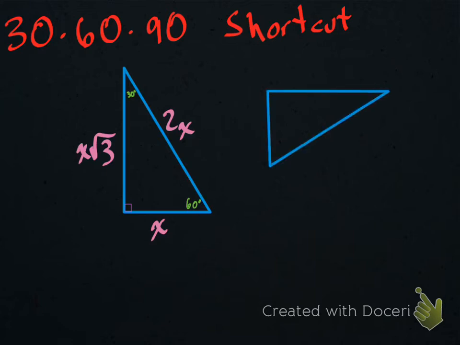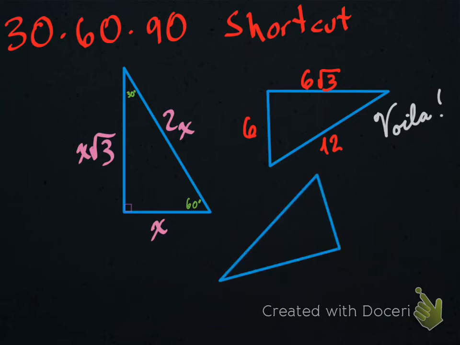Let's say I have a 30-60-90, and I know that the hypotenuse is 12. Well, the other two sides are now really easy to figure out, because the short leg is just half as long, so that would be 6, and the longer leg is 6 times the square root of 3. Voila, we're done. Very easy.